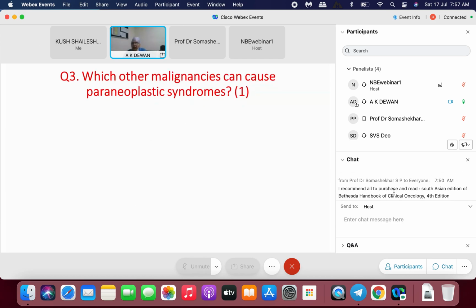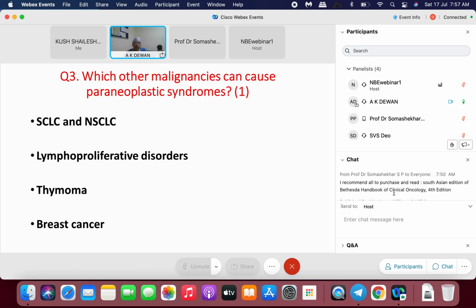Next question: which other malignancies can cause paraneoplastic syndrome? This is just a 1 mark question. Small cell, non-small cell, lymphoproliferative disorders, thymoma, breast cancer.